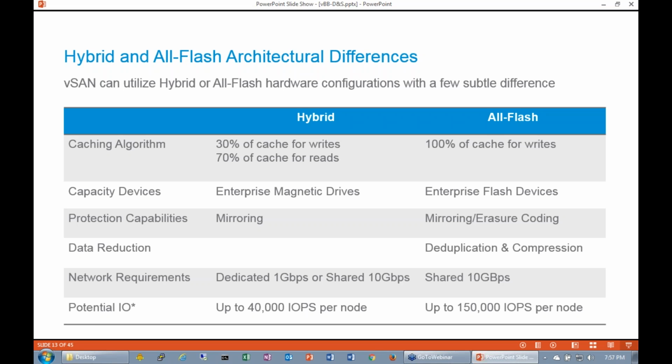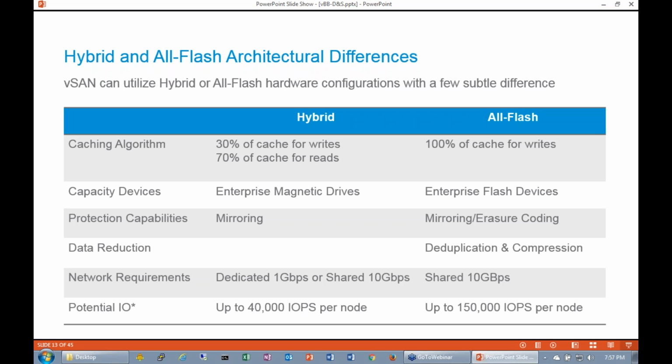So with that being said, network requirements: for hybrid, we have to have at least a dedicated 1 gig NIC, or you can use shared 10 gigs. All flash, we require shared 10 gigs. Now, it's not on this slide, but vSAN includes VDS licensing. So if you've got vSphere Essentials, Standard, Advanced, Enterprise Plus, it doesn't matter what edition you've got, you're entitled to VDS.